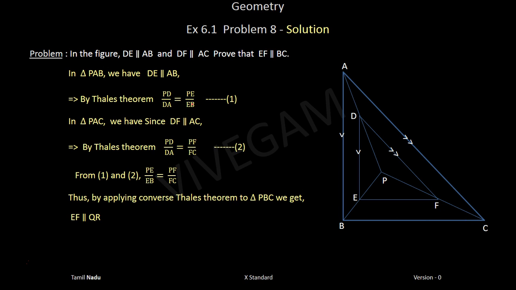It's given. And you can see the LHS of equation 1 and 2 are the same, so which means the RHS will be the same. So PE by EB will be equal to PF by FC. Now you look at this, PE by EB equal to PF by FC. So by applying converse of Thales theorem, we know EF is parallel to BC. So by applying converse Thales theorem to triangle PBC, we get EF is parallel to BC. I'm sorry, it is not QR, it is BC. Since I've taken this from the previous problem, I missed to change this. So EF is parallel to BC.